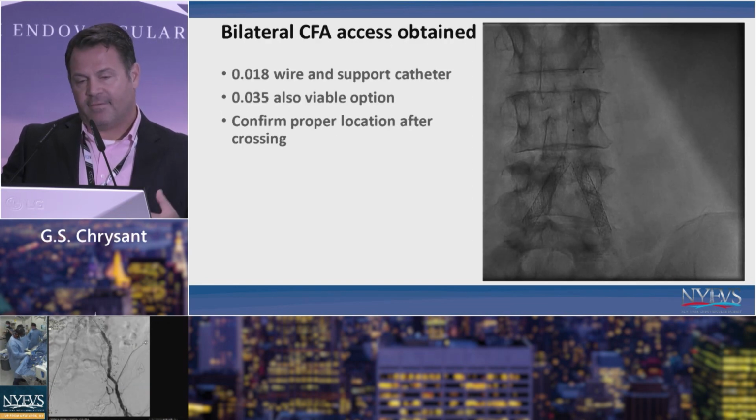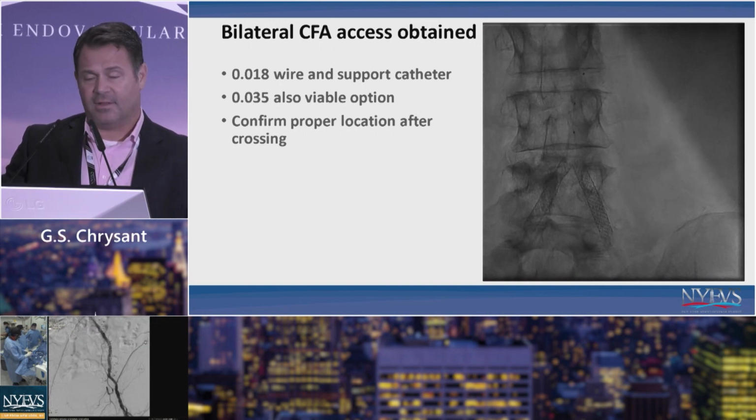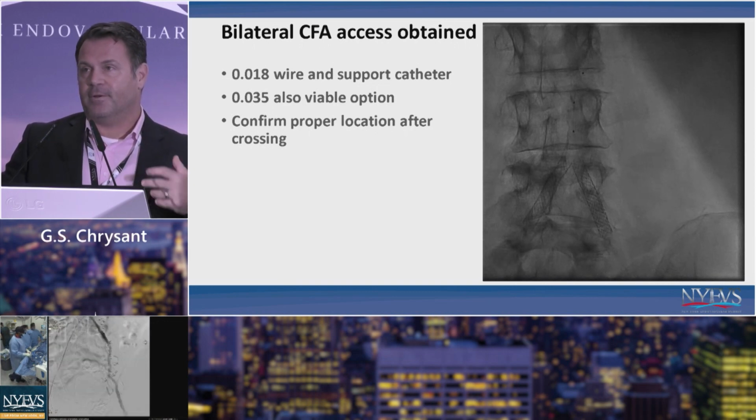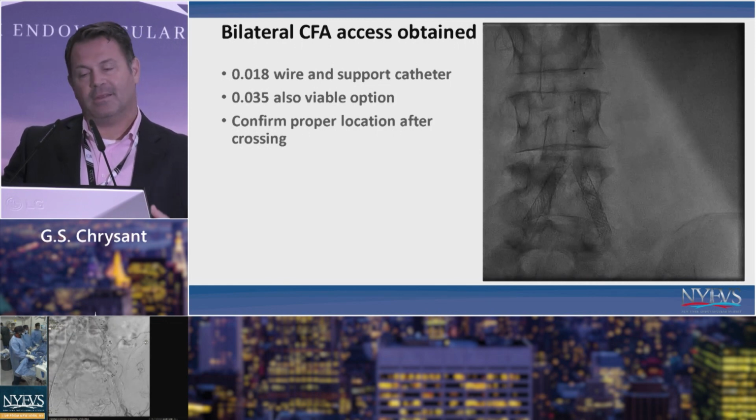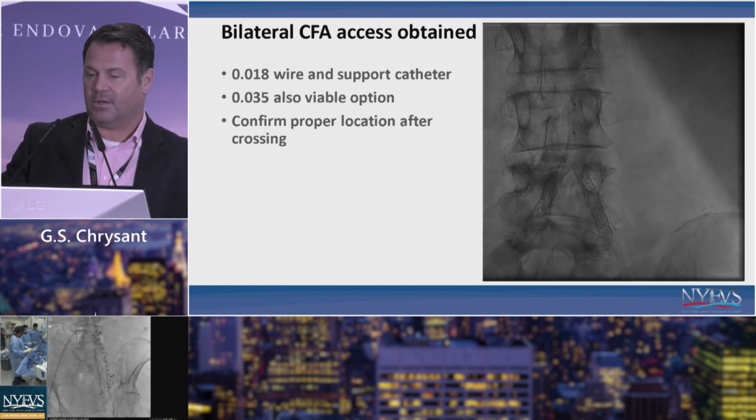Again, I've had really good luck with 018 wires and catheters. I think 035 is not only a viable option, I think a lot of people would do it. My only word of caution would be that if you're using a 035 glide wire and a support catheter, if you don't get through it the first time and you start dissecting, you're just always going to find that same dissection plane. So I think it's just whatever you're comfortable with.